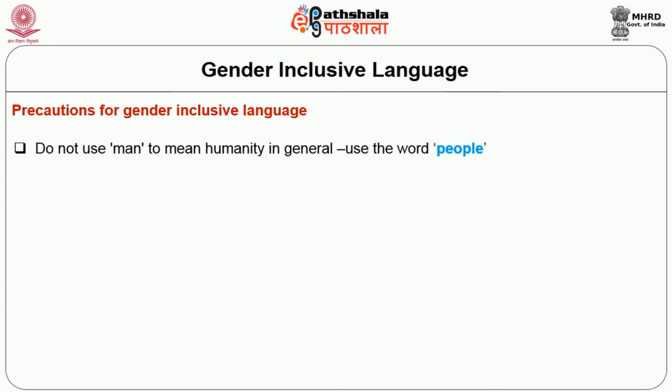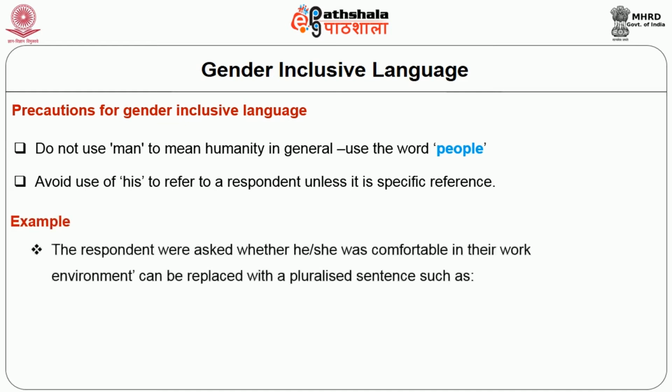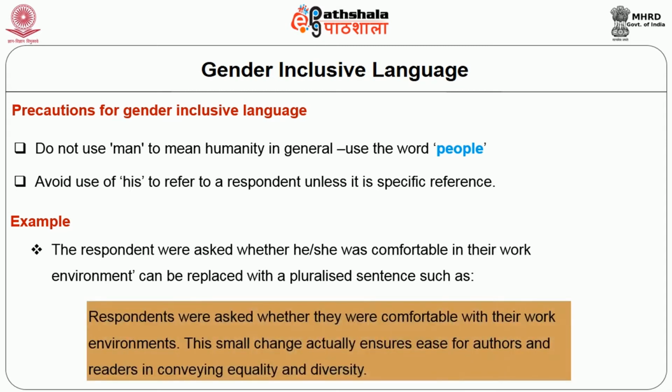Do not use man to mean humanity. Use the word people. Avoid the use of the word his to refer to a respondent unless it is a specific reference. Using his/her in sentences is one option. Alternately, one can use the word their, and pluralizing simplifies the sentence structure along with inclusivity. For example, a sentence like the respondents were asked whether he or she was comfortable in their work environment can be replaced with a pluralized sentence such as respondents were asked whether they were comfortable with their work environments. This small change actually ensures ease for authors and readers in conveying equality and diversity.